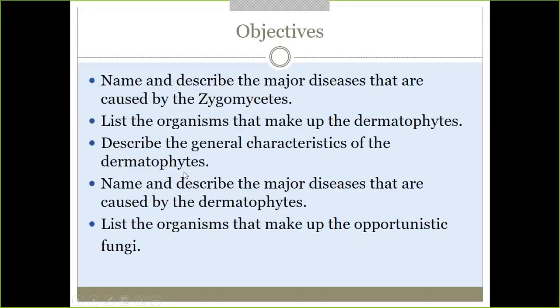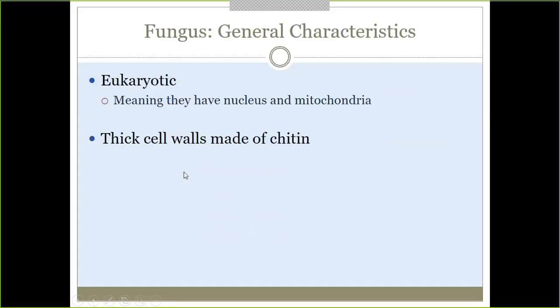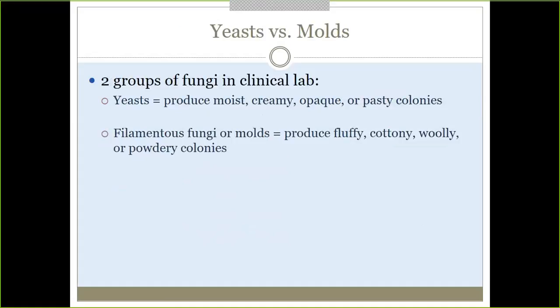All right, so we were just going to go through the objectives here. You can read through them on your own if you'd like. But essentially, jumping into mycology, general characteristics of fungus. Fungus are eukaryotes, meaning they have a nucleus, they have mitochondria, they have thick cell walls made of chitin. And there's basically two groups of fungi in the lab, in the clinical lab.